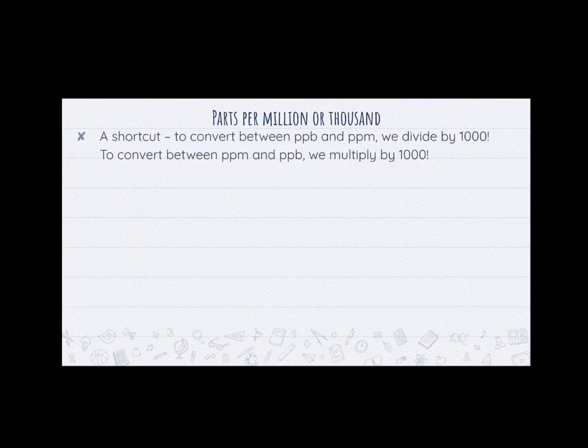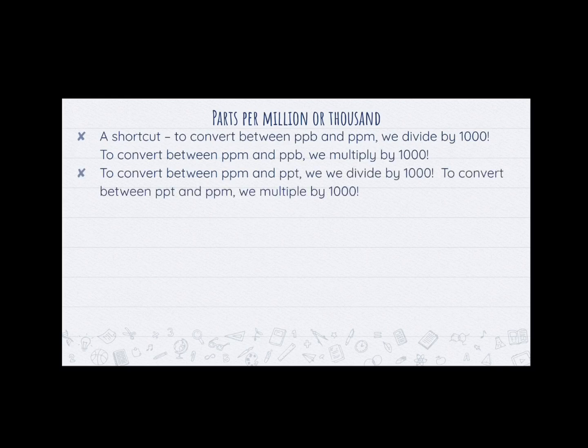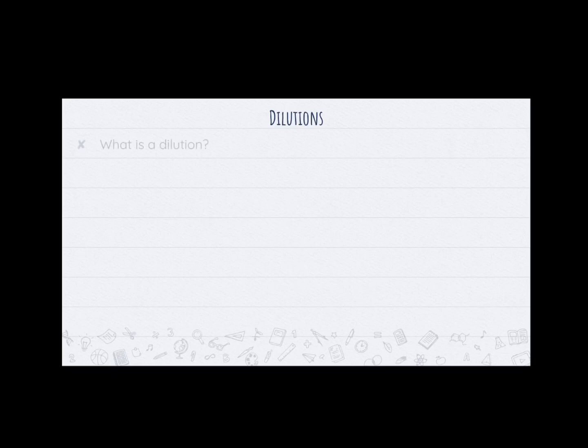A shortcut for this is to convert between parts per billion and per million. You just divide by 1,000. To convert between parts per million and parts per billion, we multiply by 1,000. If we're going from per million to per thousand, divide by 1,000. If you're going from per thousand to per million, multiply by 1,000. So all of these are just units of 1,000.